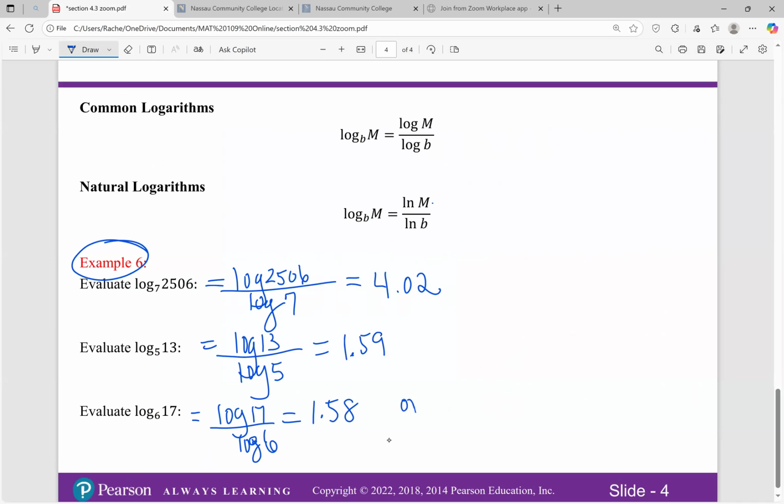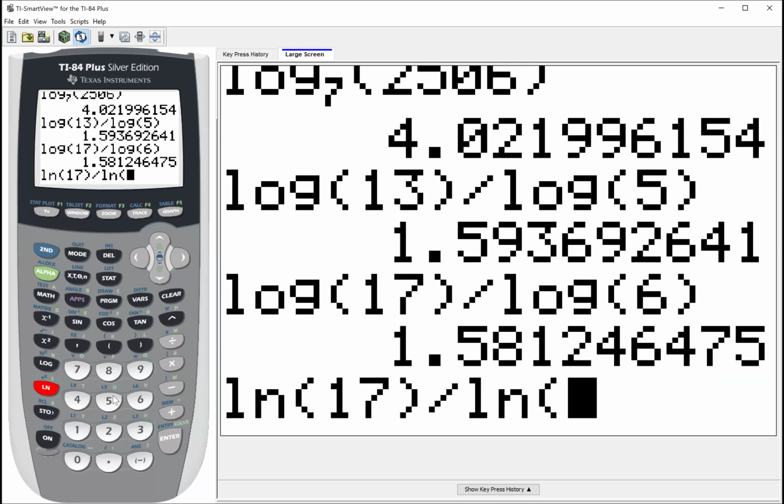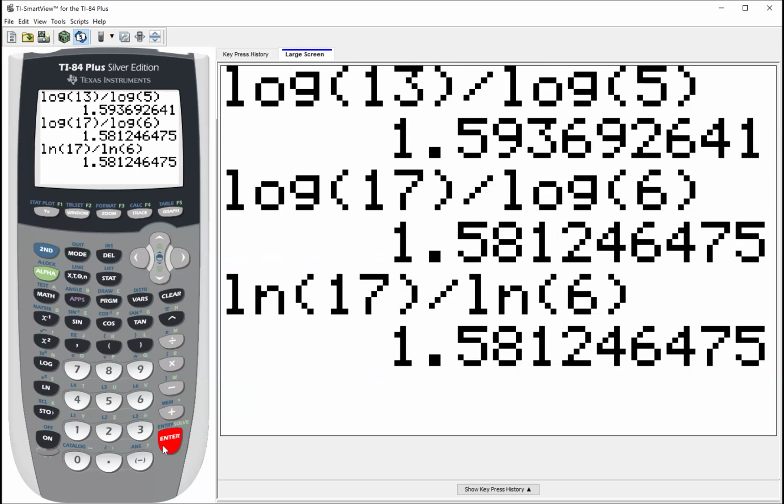And I want to show you, you could use a natural log too. If I were to take the natural log of 17 and divide it by the natural log of 6, I'm going to get the same thing, because now all I did was just change the base. Instead of 10, now we're in base e. So if I take the natural log of 17 and divide that by the natural log of 6, I'm going to get the same answer.